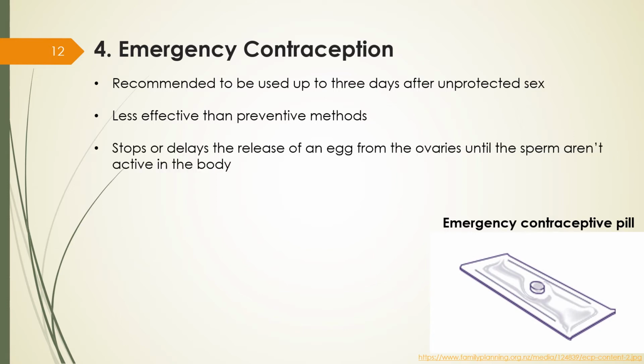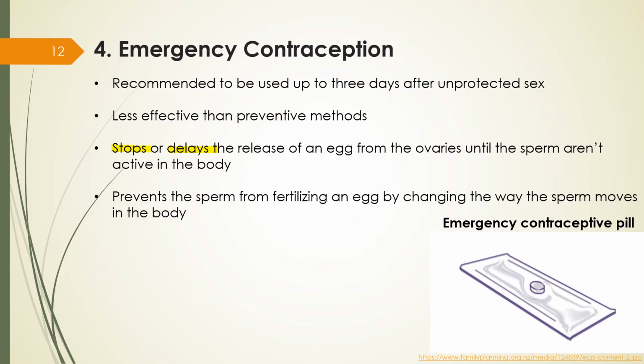It stops or delays the release of an egg from the ovaries until the sperm aren't active in the body. So if you are in the period of ovulation, it stops this ovulation. But there is a risk. It also prevents the sperm from fertilizing an egg by changing the way the sperm moves in the body. So they act both on the eggs and on the sperm.